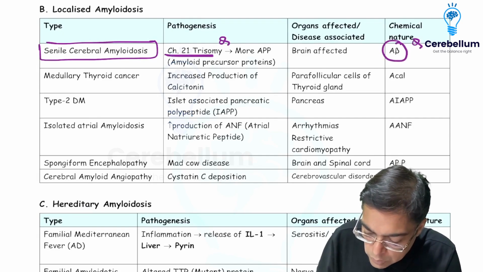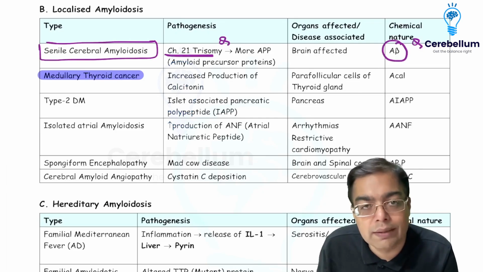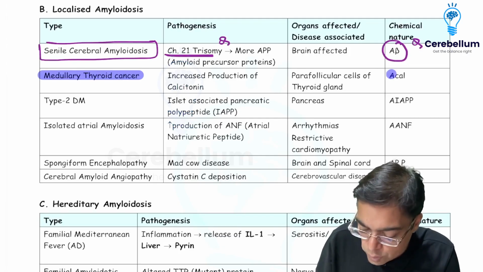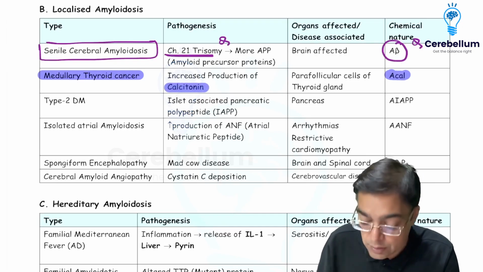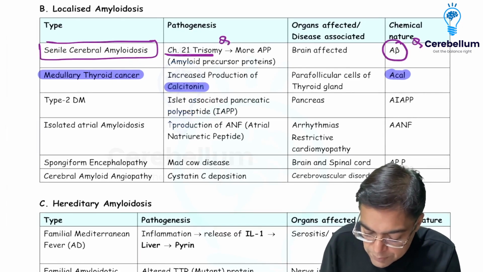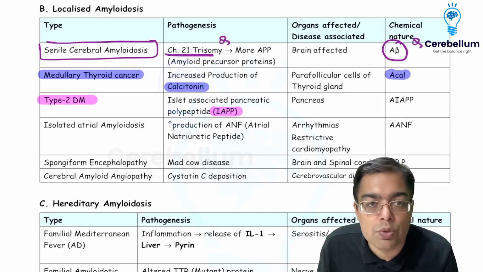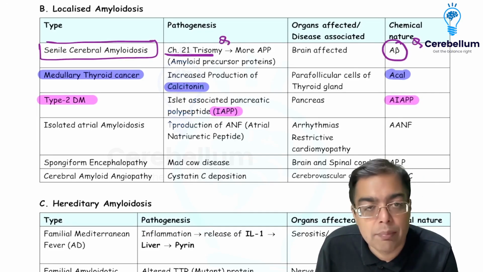The second example that we can talk about is medullary thyroid cancer. You have cancer arising from the parafollicular cells, with high secretion of a hormone like calcitonin, and this is responsible for the chemical nature of the amyloid as ACal. Some patients who have diabetes, especially type 2 diabetes, can have involvement of amylin, or islet associated pancreatic polypeptide, and this is what gets deposited as amyloid protein.